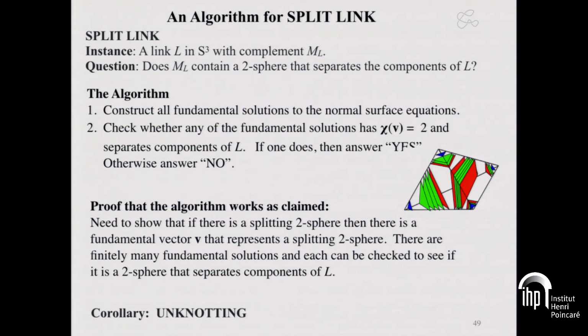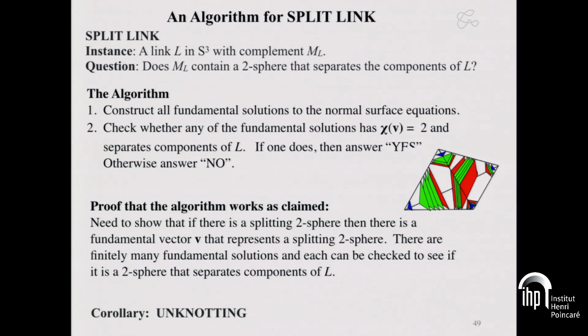So what do I have to do to justify that this algorithm really works? We know that given a finite simplicial complex, we can use the Hilbert basis theorem, and we can construct all the fundamental solutions to the normal surface equations. What we have to prove is that if there's a splitting two-sphere, then one of them is a fundamental normal two-sphere. That's the one thing we haven't done yet. Okay, so let's finish that off.